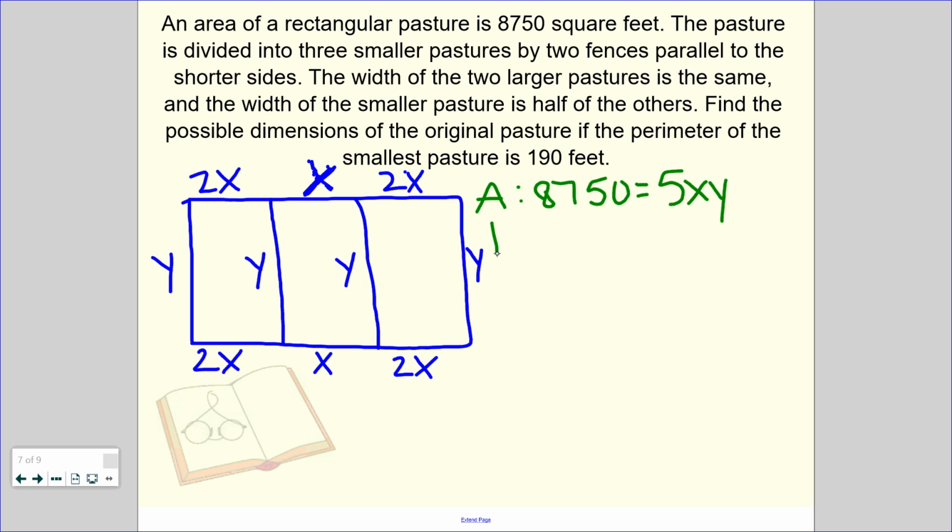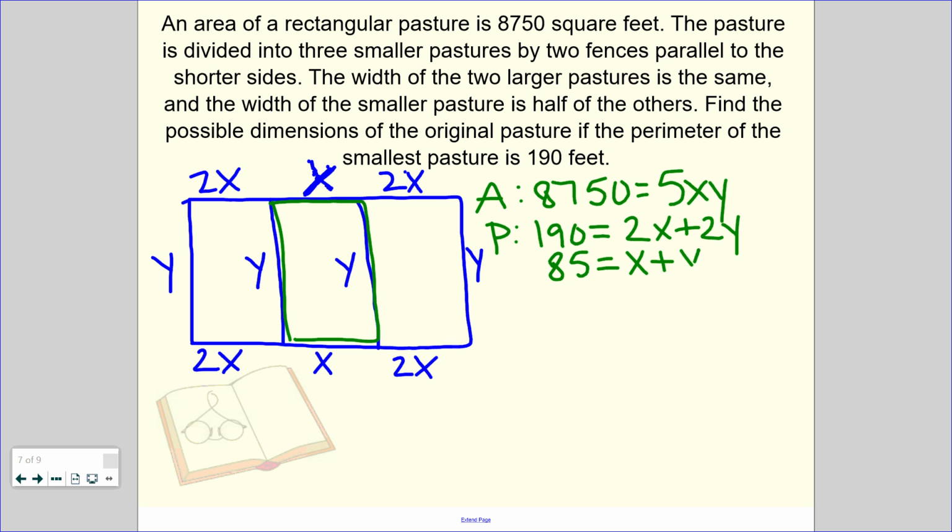The other equation is a perimeter equation, and it's a perimeter equation for the smallest pasture. The smallest pasture in the middle here, in my picture, but it really could be any of the three, is all four sides added together. So it's 190, we were told. And I have x plus y plus x plus y, which I can simplify a little bit and make it 2x plus 2y. You can simplify that equation a little bit by dividing everything by 2. That would make it 85 equals x plus y.